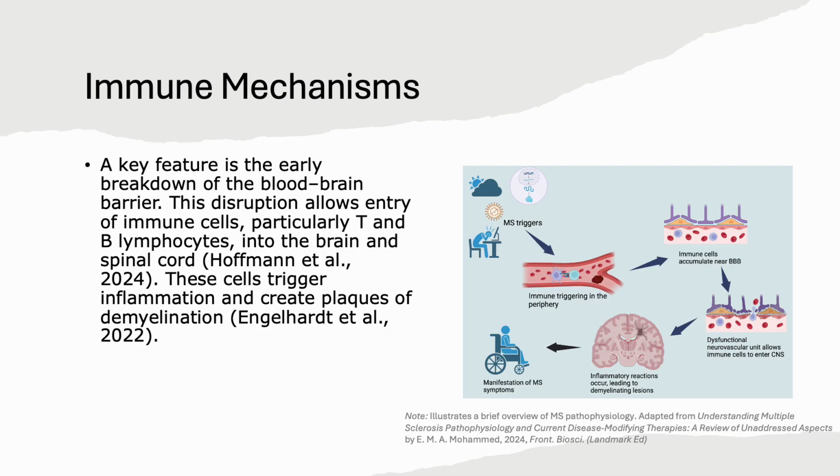Once inside, these immune cells orchestrate an inflammatory response. Activated microglia, macrophages, and CD8 positive T cells attack myelin sheaths and axons, leading to the formation of demyelinated plaques. This neuroinflammation and structural damage ultimately manifests as the diverse symptoms seen in MS.